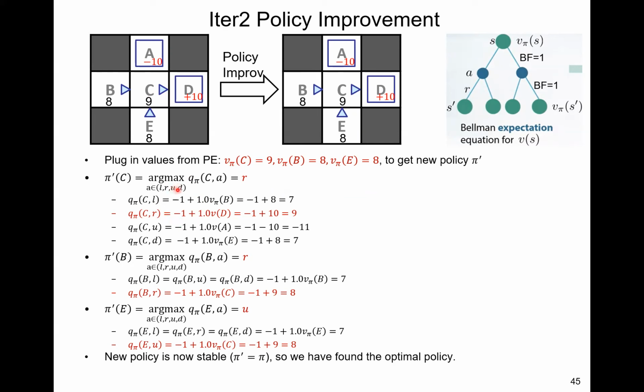Taking an argmax among them. Left you get 7, right you get 9, up you get -11, and down you get 7. So argmax is action right. Similarly for B, argmax is action right, and for E, argmax is up.